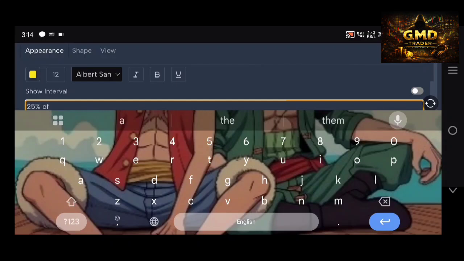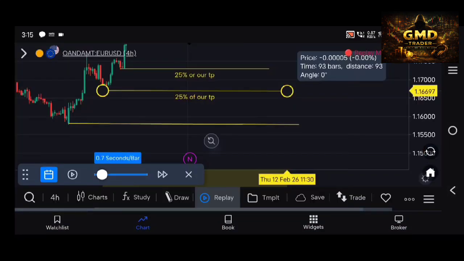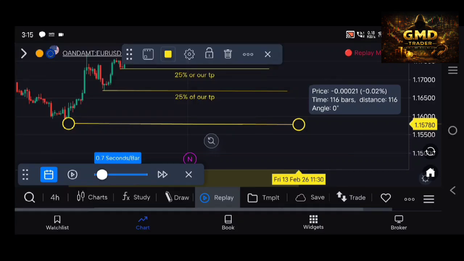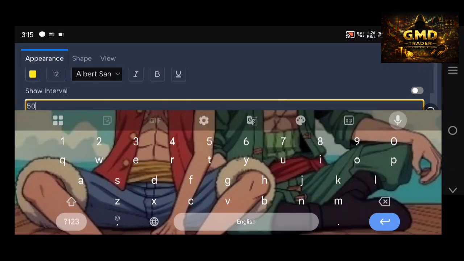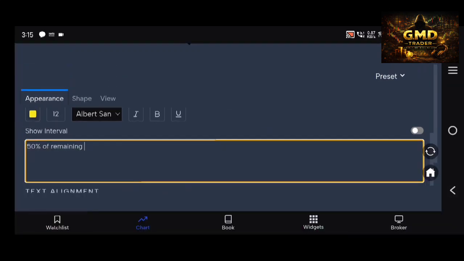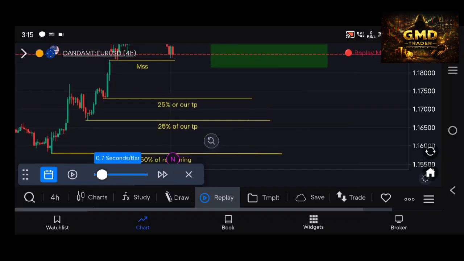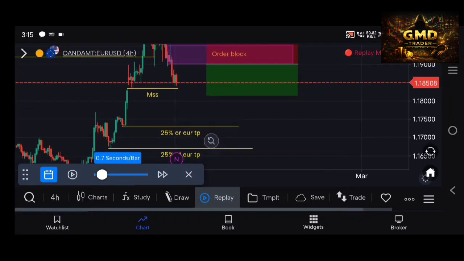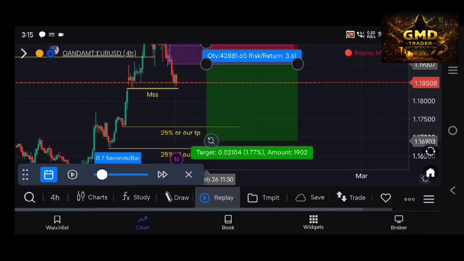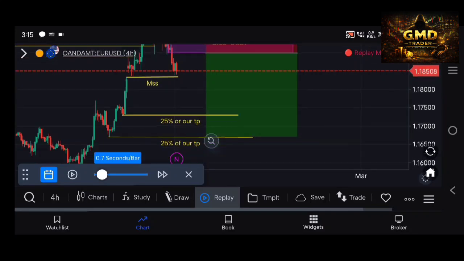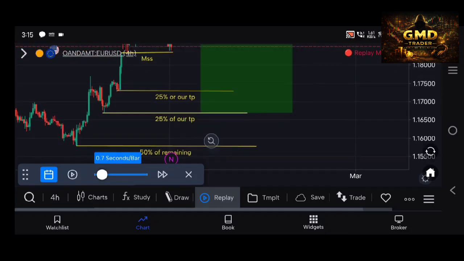If we are trading with a lot of 1, then we will be booking 0.25 on the first TP, then 0.25 on another TP. So we will be booking a total of 0.5 from the lot of 1, and the remaining 0.5 we will be booking on the last TP, which is our remaining 50%. The reason is that if the trade goes against our direction, then we will also be on the safe side, as we are at least having 25% or 50% of our TP.